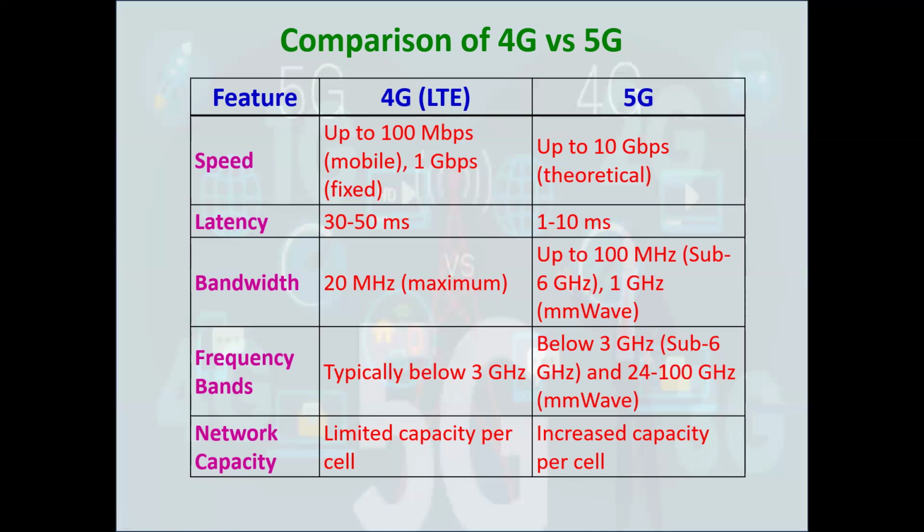The next feature is the bandwidth. The 4G network uses the maximum bandwidth of 20 megahertz. MHz represents the megahertz bandwidth per channel, which can limit data throughput and overall network capacity. This bandwidth is adequate for current mobile data needs but becomes a bottleneck as demand for data increases.